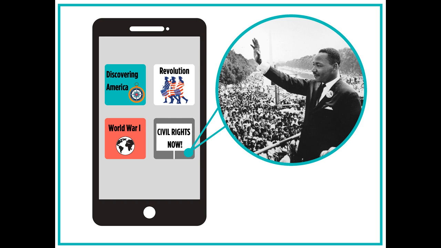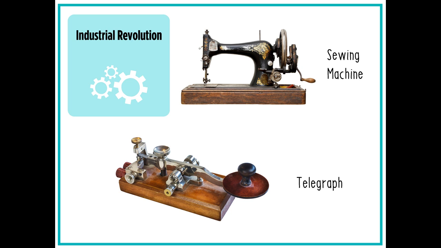When students download the apps, they will be able to watch videos and play games to learn about different events that happened in our country's history. Right now, Diana is creating an app about the Industrial Revolution. The Industrial Revolution was the time period between 1790 and 1880 when a lot of inventions were made. For example, the sewing machine and the telegraph were invented during this time. A telegraph is a way to communicate through an electronic code.